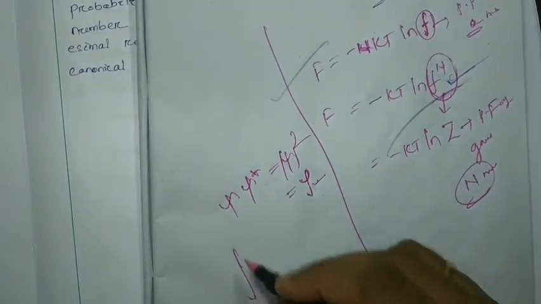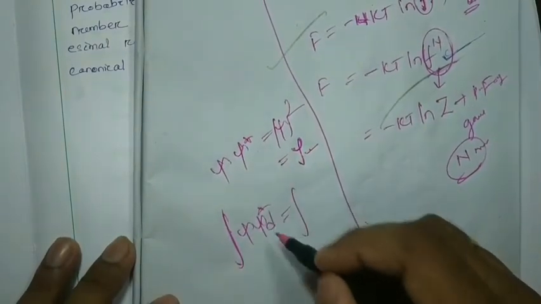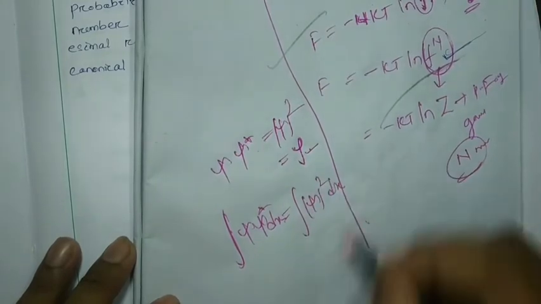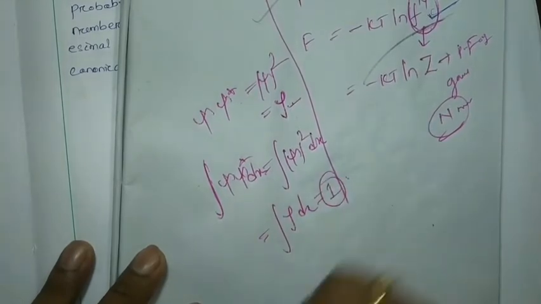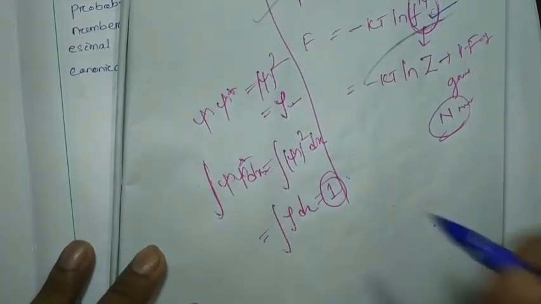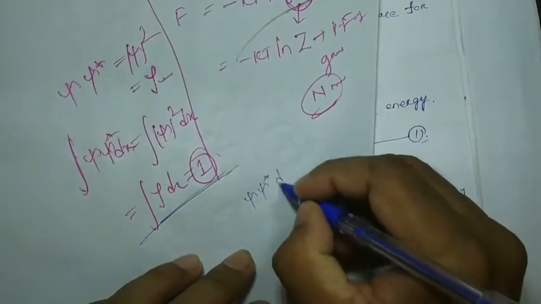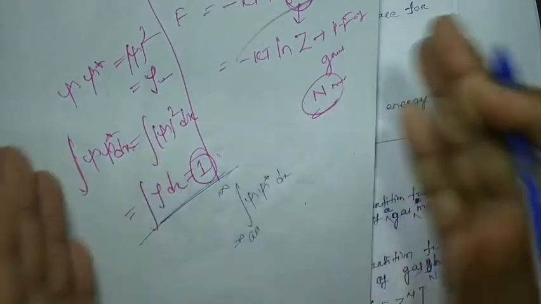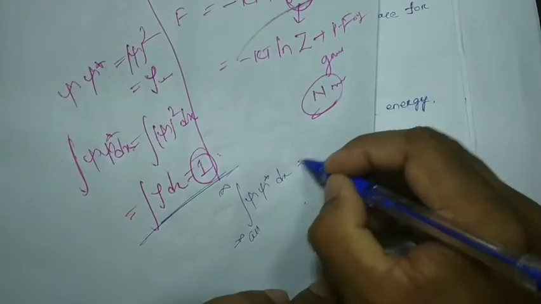And if we consider the entire space, suppose along the x-axis only, integral of rho dx will be how much? 1. We have already studied that in our quantum mechanics. That means the normalization condition is the integral of psi star psi dx over all the space, or you can say minus infinity to infinity, or whatever range is given in the question or problem, should be equal to 1.